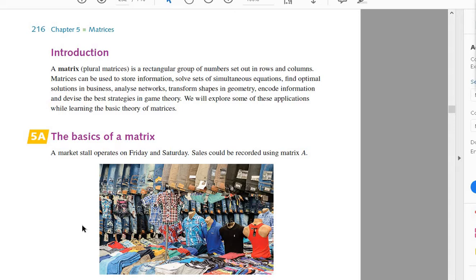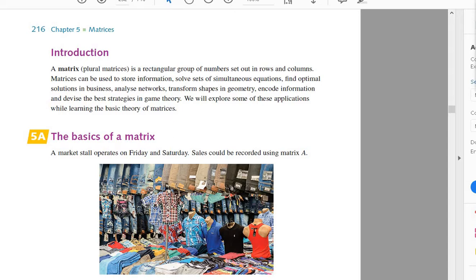Yes. All right, so today's topic is matrices, chapter 5, right? Now, what exactly is a matrix? I am on page number 216 at the moment, which gives us a very brief introduction of what matrices are and lets us know how we use them on a daily basis.